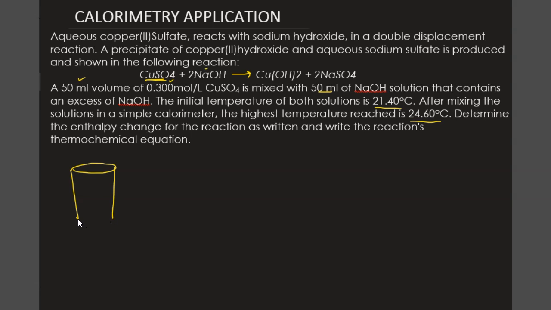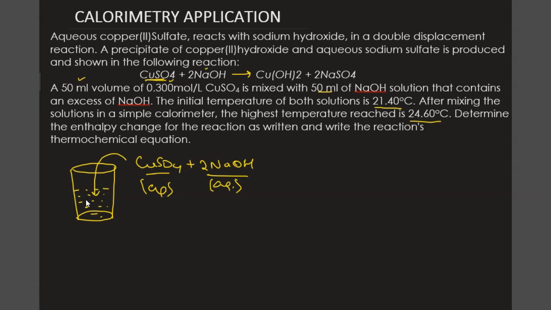Since we have a simple calorimeter, let's say this is how the simple calorimeter looks. There is water inside the calorimeter, and apart from that we put in this mixture, copper sulfate and 2 NaOH. Because these are aqueous, they are already dissolved in water. So basically there is water, copper sulfate and sodium hydroxide inside this calorimeter.